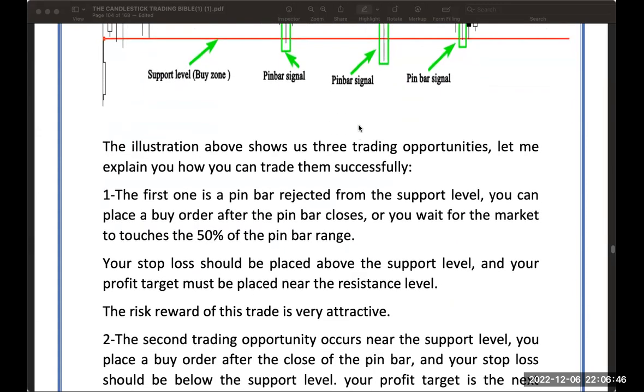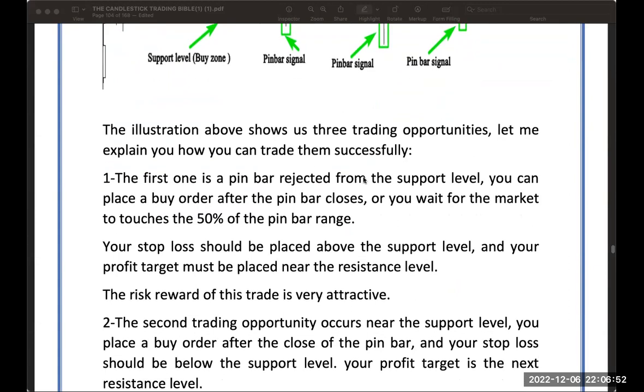The illustration above shows us 3 trading opportunities. Let me explain to you how you can trade them successfully. The first one is a pin bar rejection from the support level. You can place a buy order after the pin bar closes, or you wait for the market to touch the 50% of the pin bar range. This is as explained. You remember in the very first few chapters, we read how to have safer entries and how to have aggressive entries on the pin bars. This is exactly what they're talking about here.